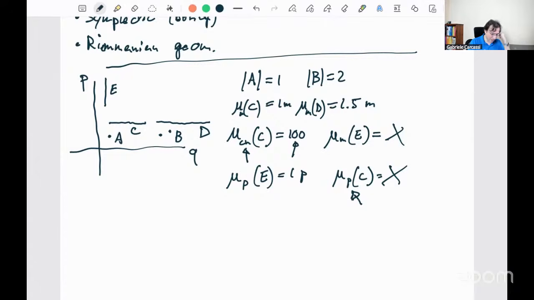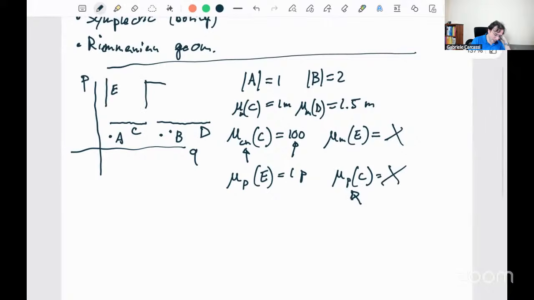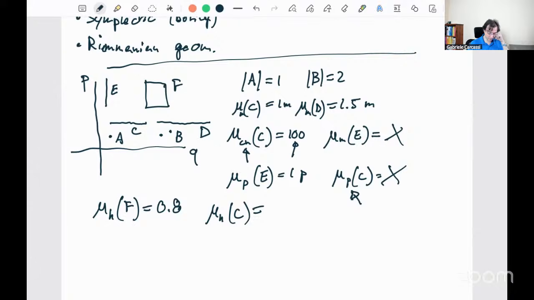There's no such thing. But then you can take a square, F, and now this will also have a new measure. It's going to be a measure of areas of phase space. Let's take them in units of H. And we take F and we say, aha, this is 0.8 in that unit. Now, on this measure, I can ask what is the measure in H of C. It's 0. And I can also say that this is the same in units of H of E.